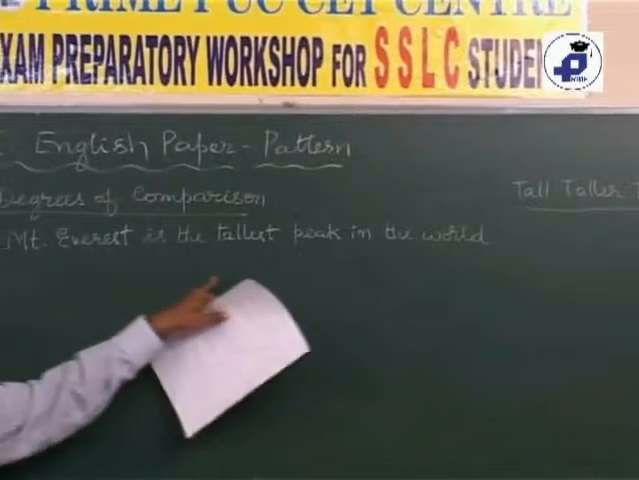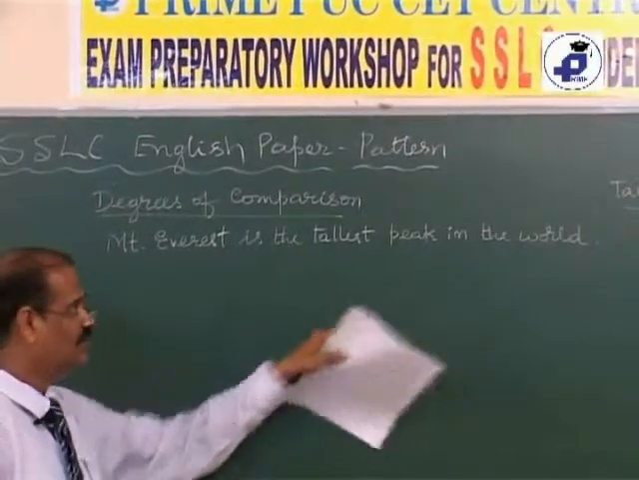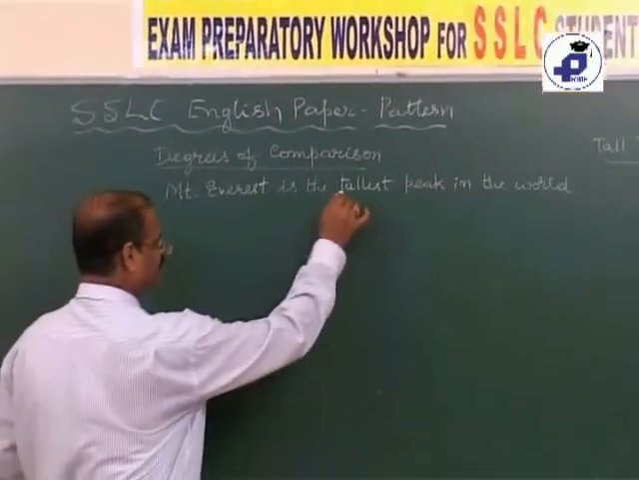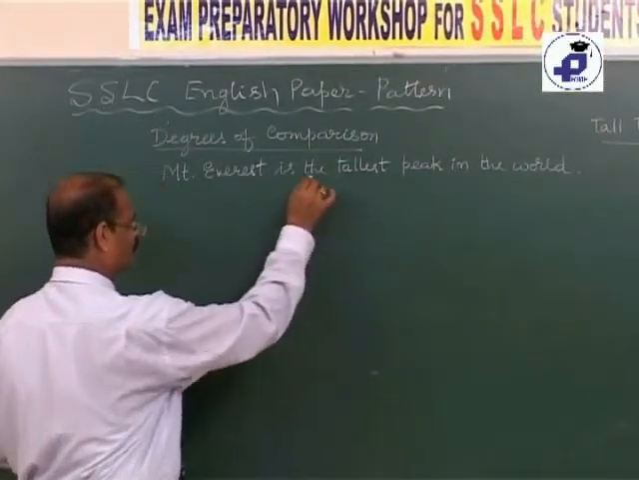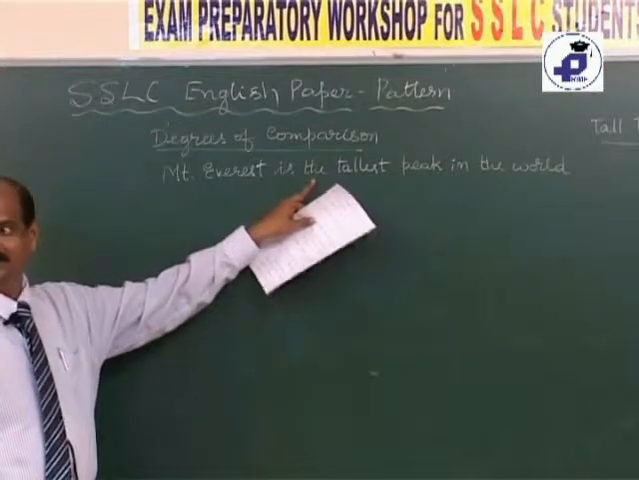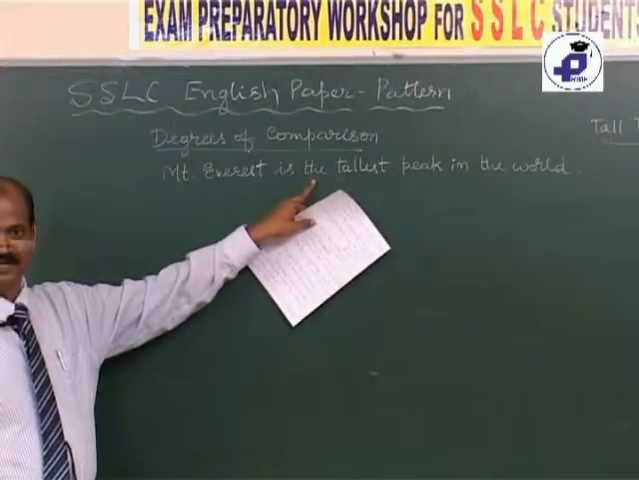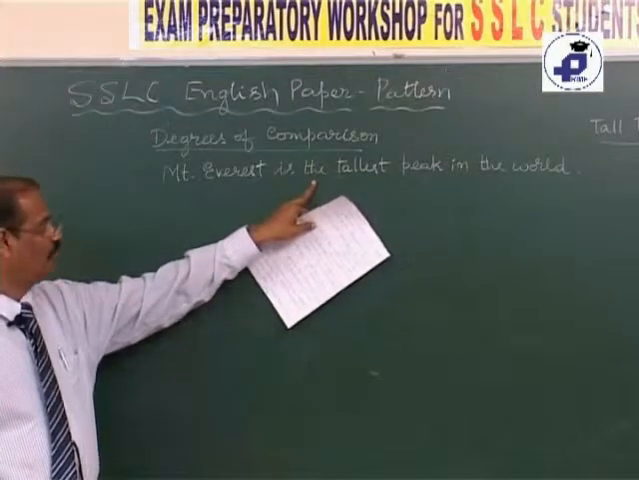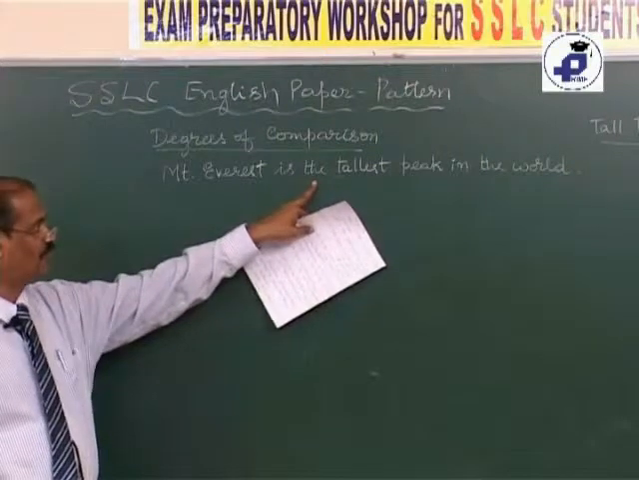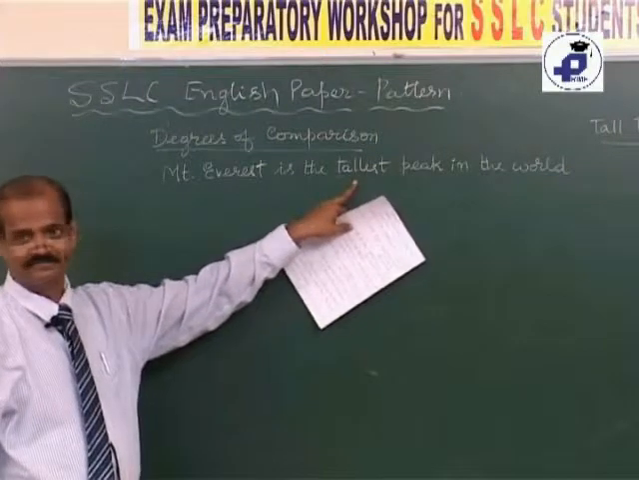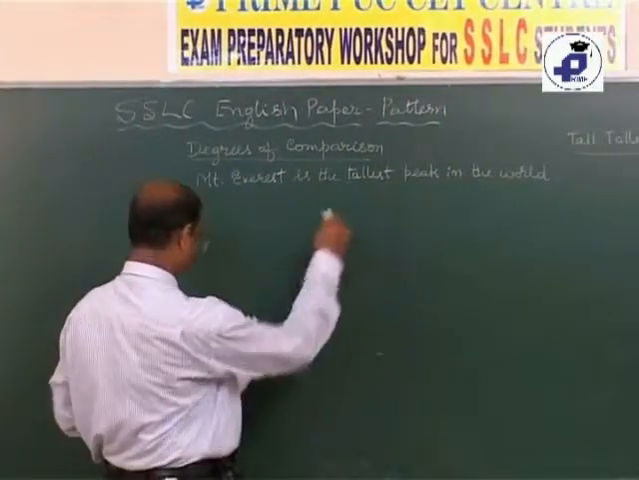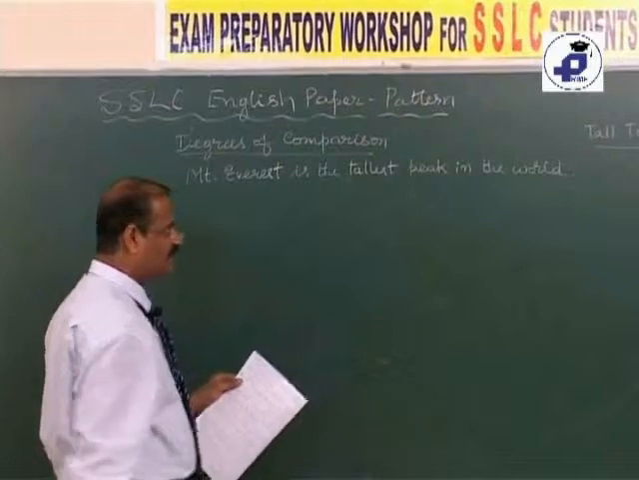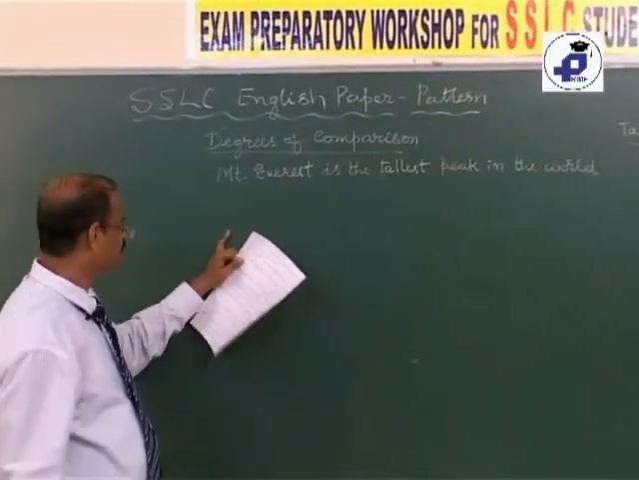Mount Everest is the tallest peak in the world. Always remember, when we use the superlative degree, tallest, it should be followed by the. The tallest, the most. Always the should follow the superlative degree. Okay. Mount Everest is the tallest peak in the world. Now you are asked to convert this into other degrees.